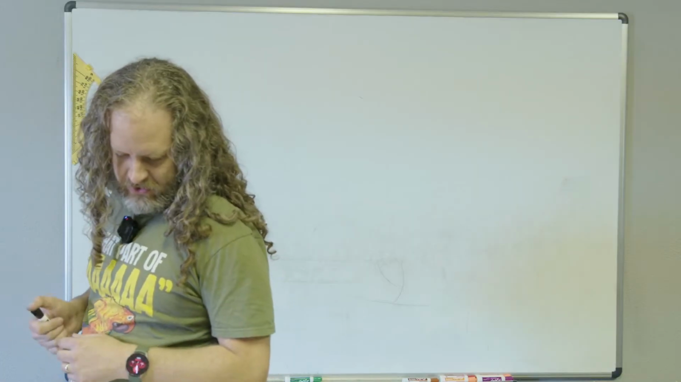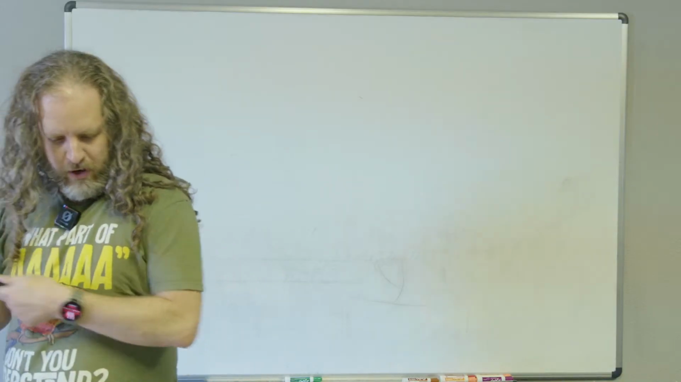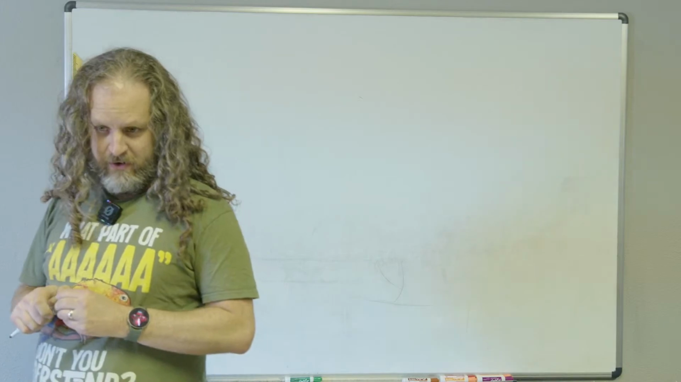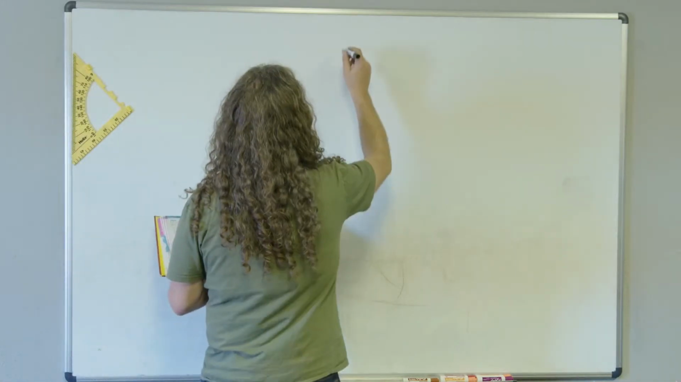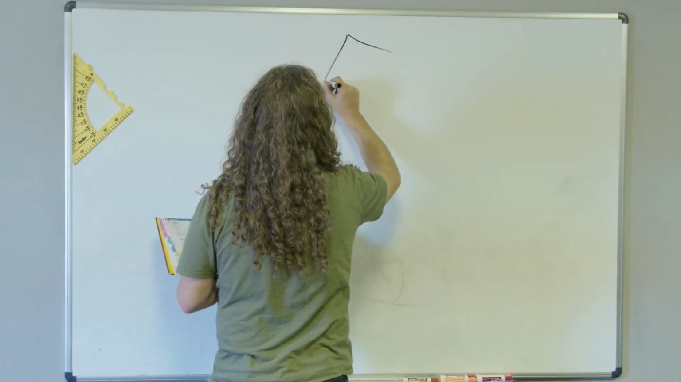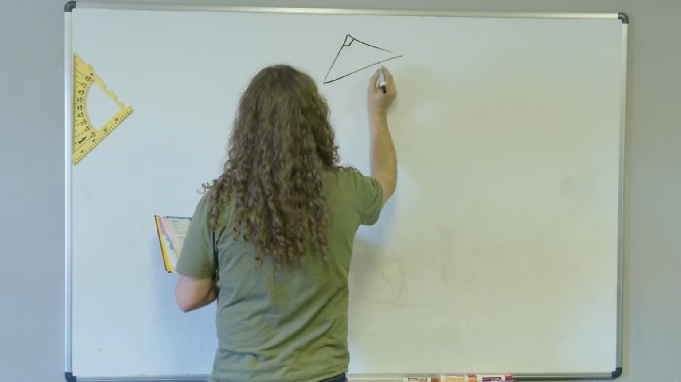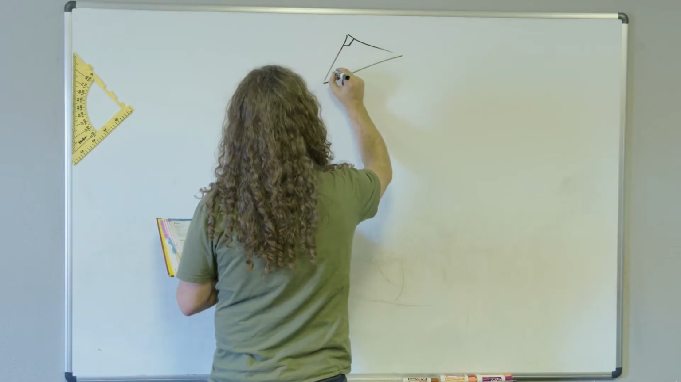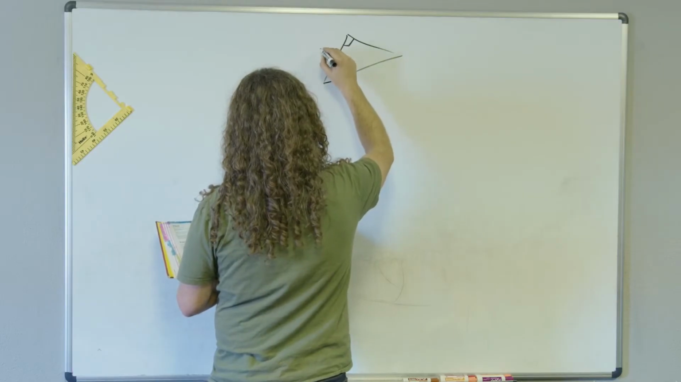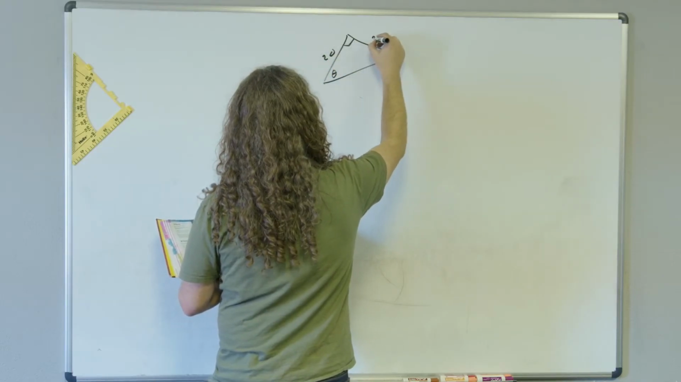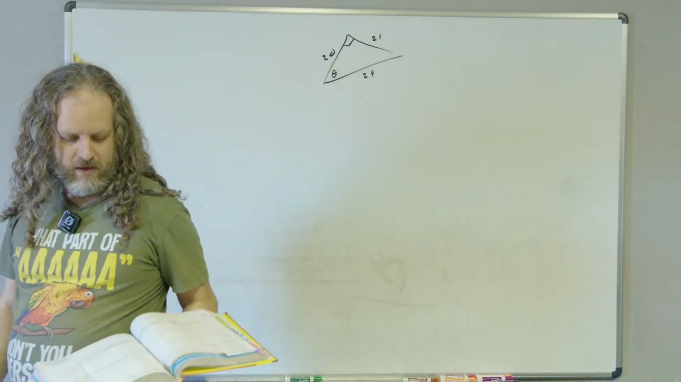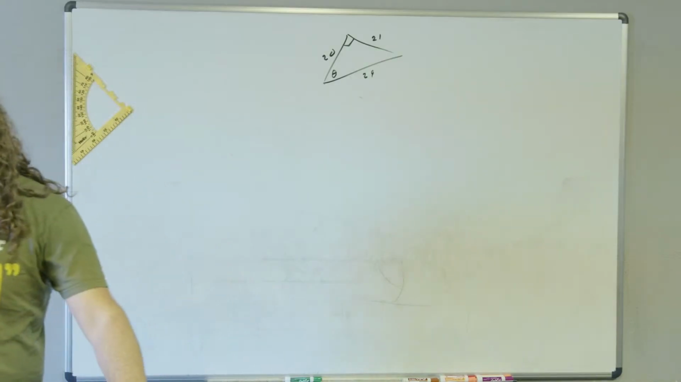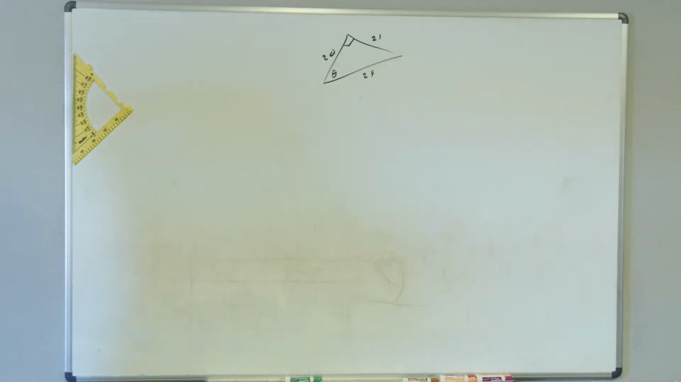Let's do guided practice 1B on page 221. We're doing guided practice 1B. Okay. So it says find the exact values of all 6 trig functions.